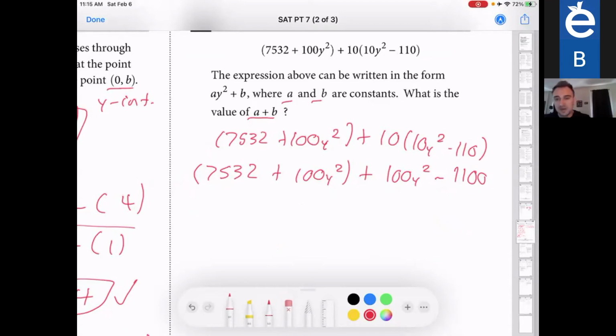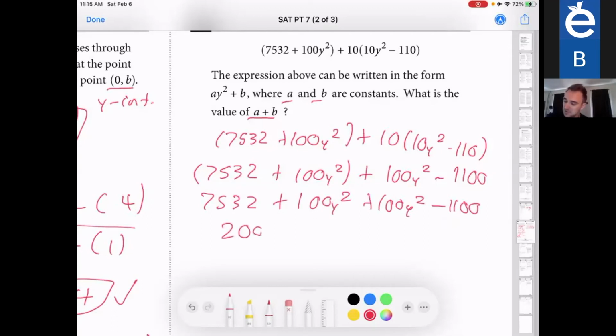So if I want to simplify here, once again, this parentheses here is just an addition, right? So I can just rewrite this really all as one. 7,532 plus 100y squared plus another 100y squared minus 1,100. Those 100y squared terms would combine, add, to get 200y squared, which is already kind of filling the form of this ay squared, right?